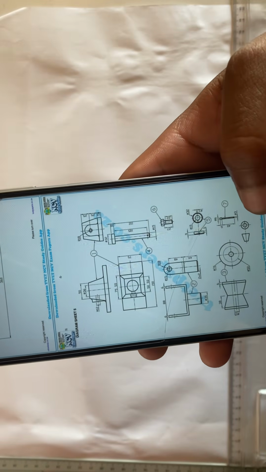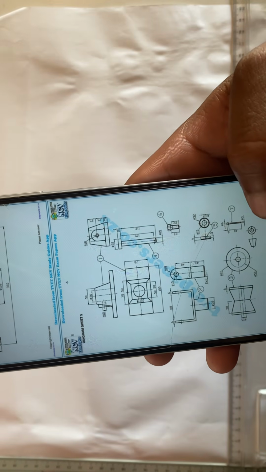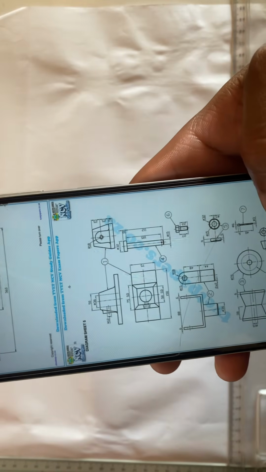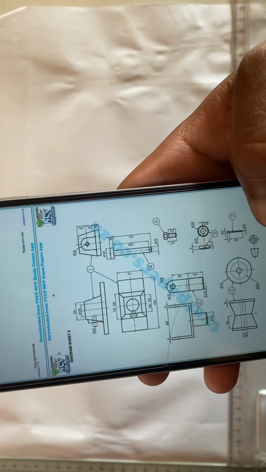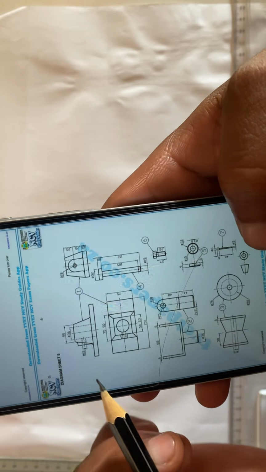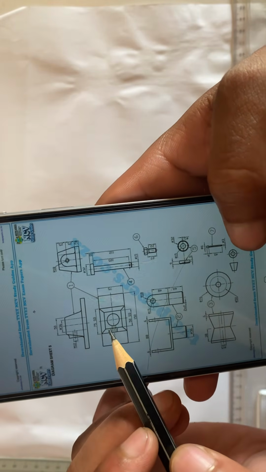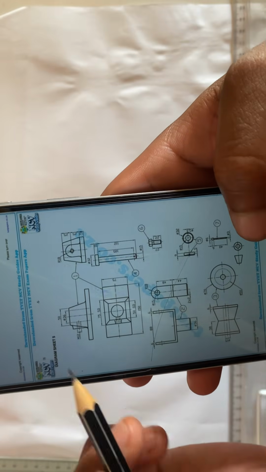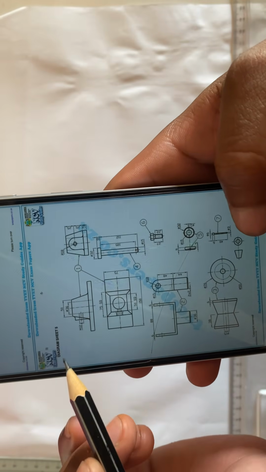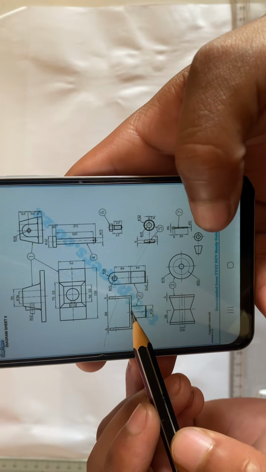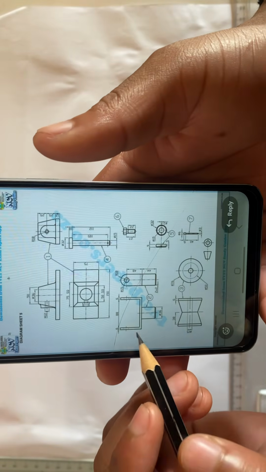Okay, since the question required us to draw a full sectional front view of the following assembly, we don't stress ourselves about the top view and the side view, but our focus will be on the front view. Okay, also for item number 2 we have the front view.